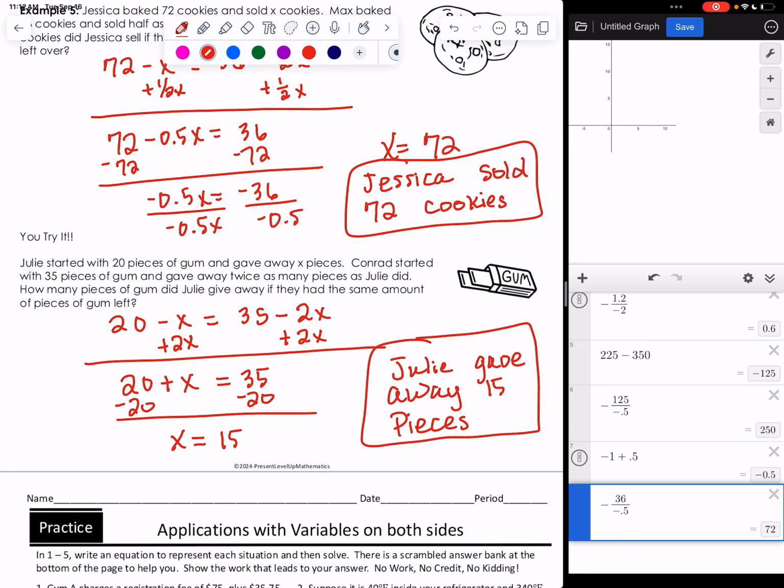Check your answer with mine and fix anything that you got wrong in your notes. And that concludes today's lesson.